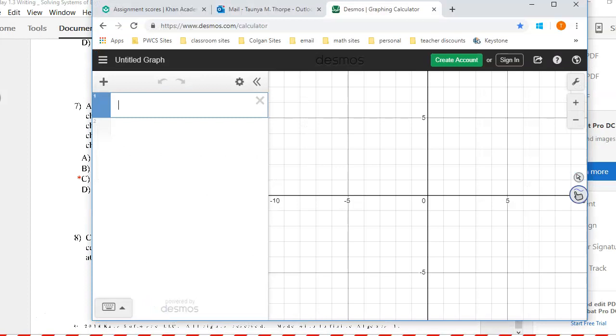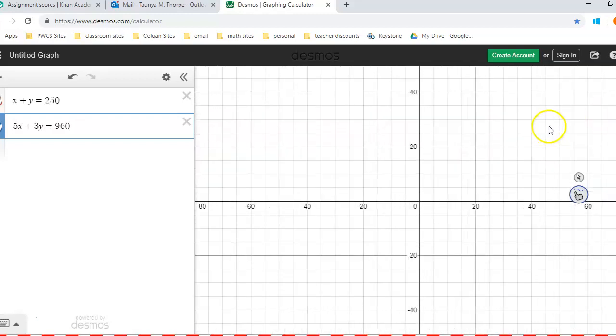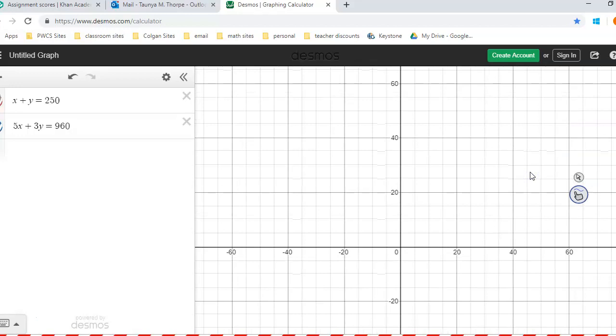I'm going to type that from my laptop. So instead of A plus S equals 250, I'm going to put X plus Y equals 250. And then the other one, I'm going to put 5X plus 3Y equals 960. Now, nothing happens at first because the numbers are really big, so you have to zoom out. I'm going to zoom out over here. Oh, I drew instead of zooming out.